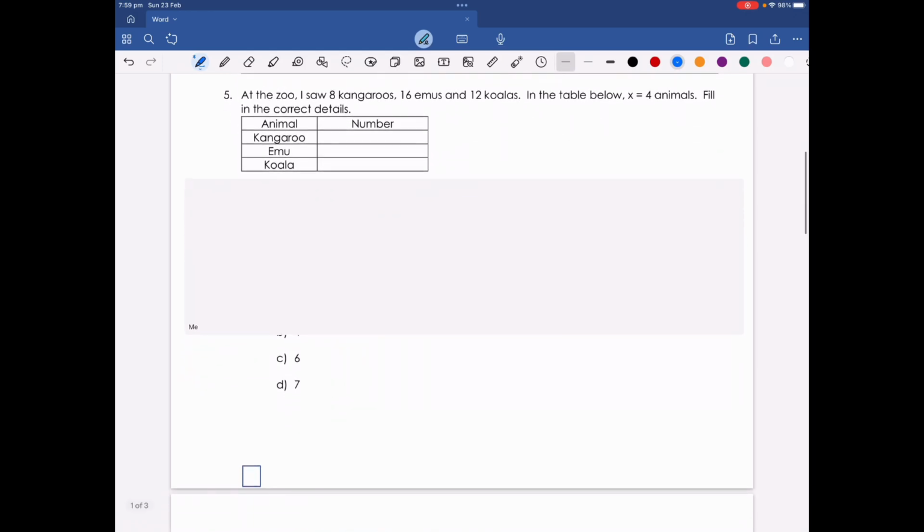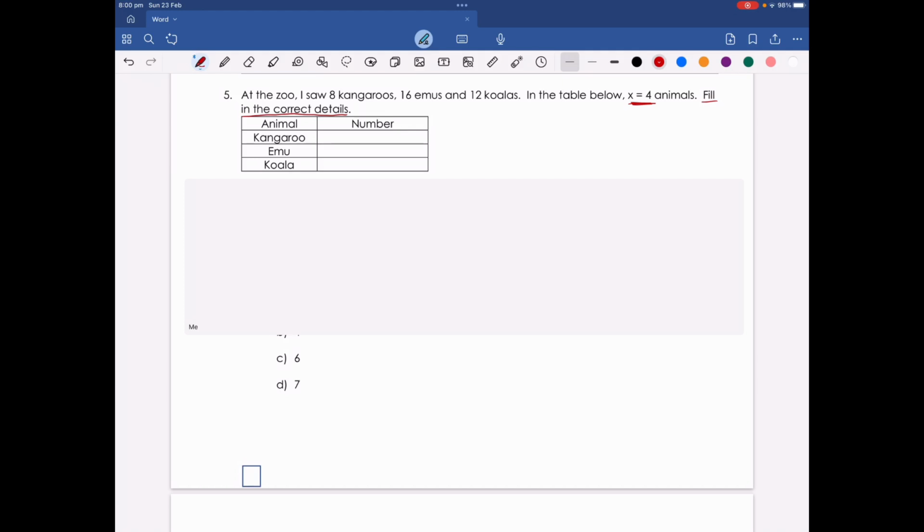Alright, at the zoo. What did you do at the zoo? I saw 8 kangaroos, 16 emus, and 12 koalas. What a fun trip to the zoo. In the table below, X equals 4 animals. Fill in the correct details. So, we've got a table that we need to populate with, it seems, X's. So, 1 X equals 4 animals. Assuming, fill in the correct details, I assume they want you to put X's.